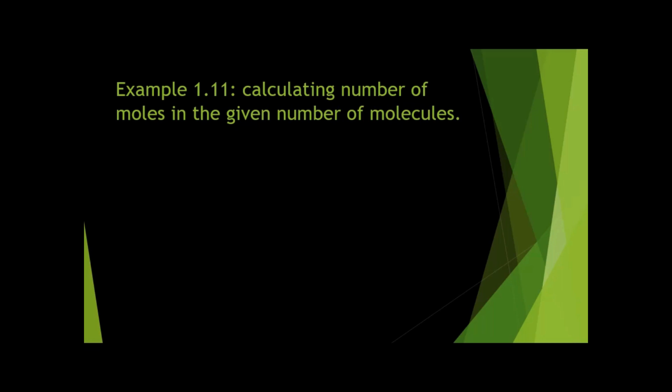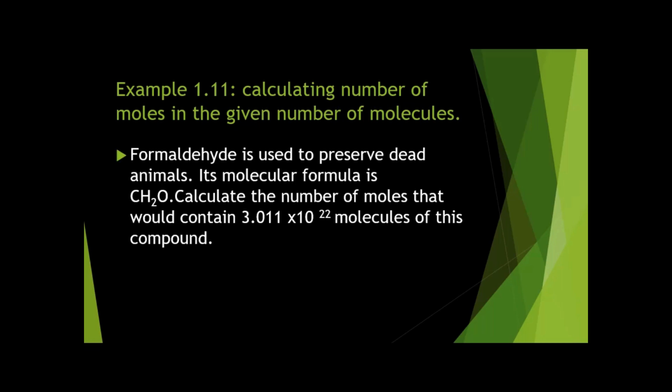Number of moles, it means we have to find the number of moles while the number of molecules are given. In a previous question, we had to find the number of atoms, but here formaldehyde is used to preserve dead animals. Its molecular formula is CH2O. Calculate the number of moles that would contain 3.011 × 10^22 molecules of this compound.